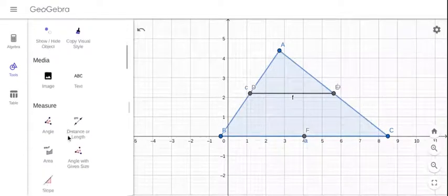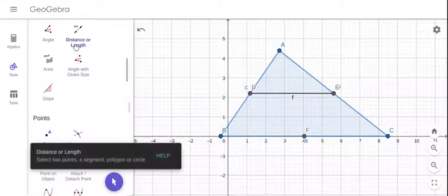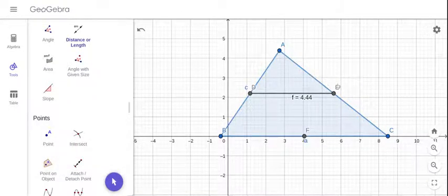the measure. So you can use the measure tool, or I can say distance or length, and I want to see what is the length of DE. It is 4.44 units. And let's see what is the length of BC. Maybe I can undo it, do it a different way. It's 8.88. So as you can see, the length of BC is exactly twice that of the length of DE. That means the length of DE is half of the length of BC.